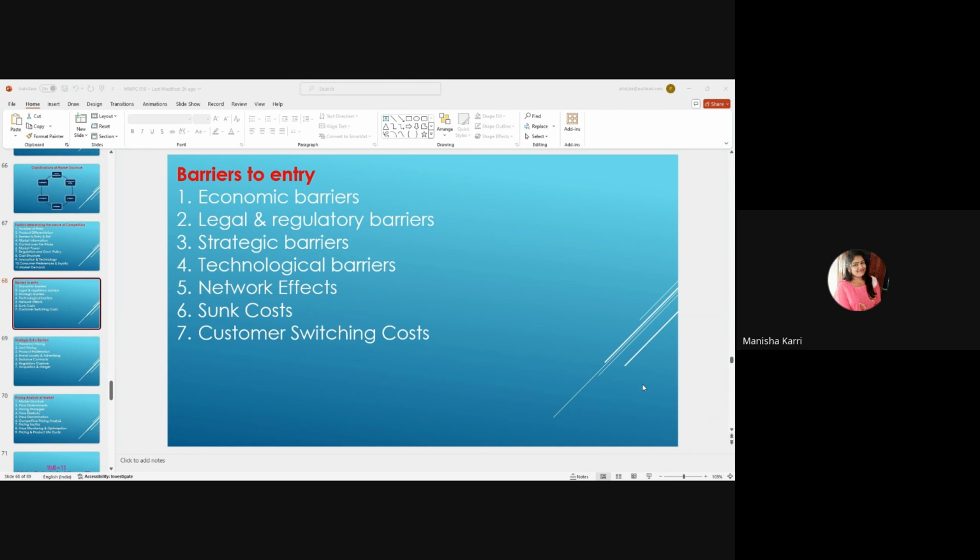Later, customer switching costs. These are costs that customers incur when switching from one product to another, including time, money and effort, like business software systems that require significant training and setup, creating reluctance to switch to a new provider. Barriers to entry play a very crucial role in shaping the competitive landscape of an industry. They can protect established firms from new competition and maintain higher profit margins.